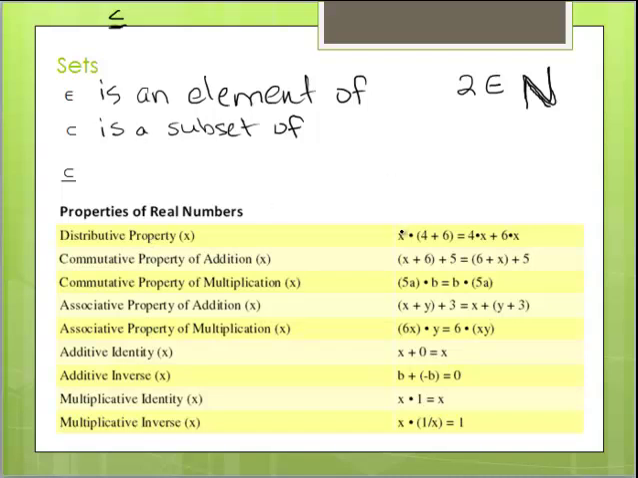That's where you take what's on the outside of a parentheses and multiply it by everything on the inside of the parentheses. You distribute that factor.